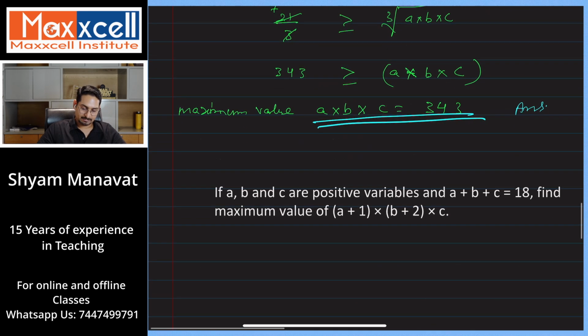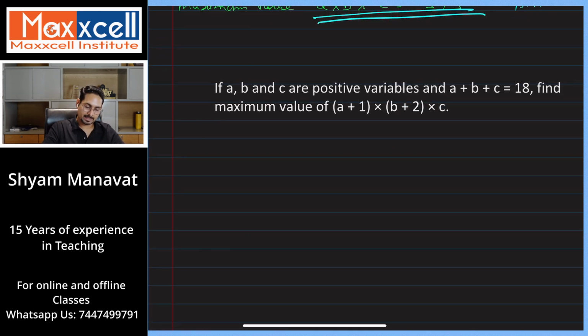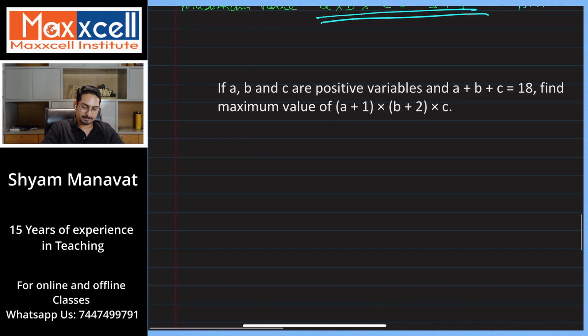Let's try one more. Let's try this. Again, A, B, and C given to you. A plus B plus C is given to you as 18. Find the maximum value of A plus 1, B plus 2, and C. So you have A plus B plus C is 18. So three values are given. So again, I can say arithmetic mean is more than equal to geometric mean.